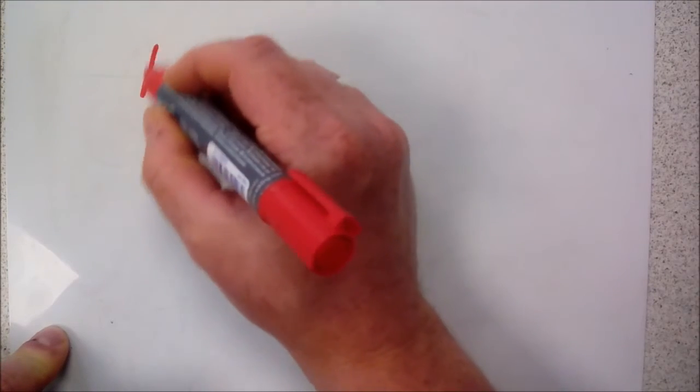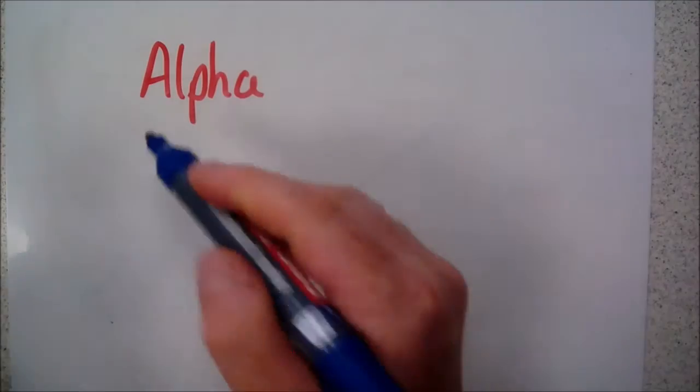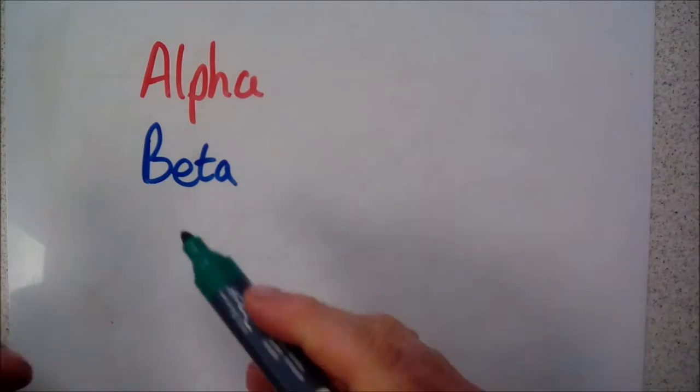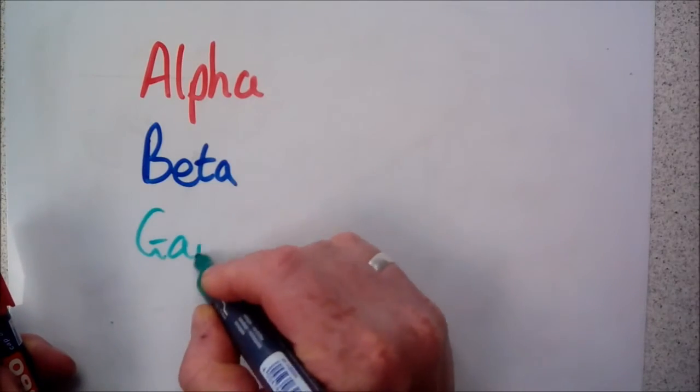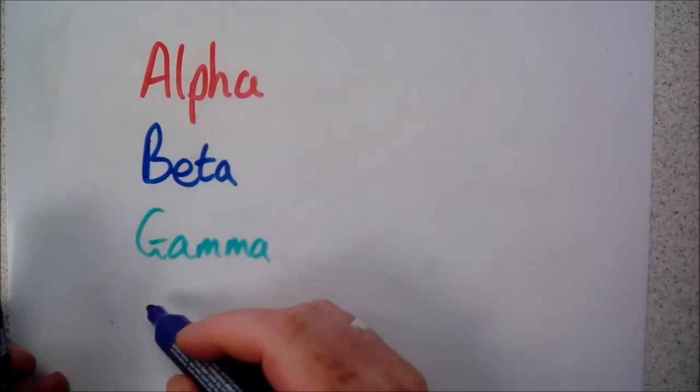There is our alpha particle, there is our beta particle, there is our gamma ray, and there is our neutron.